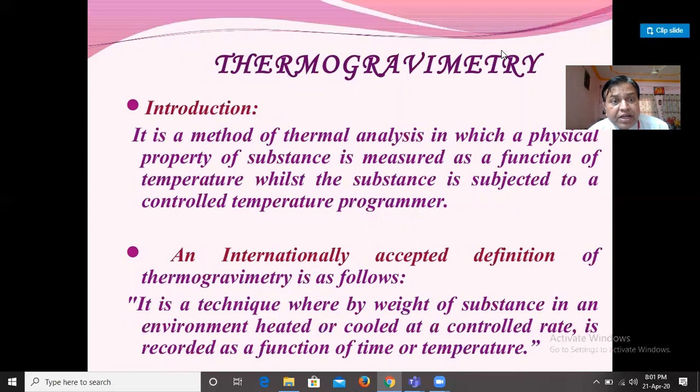Thermogravimetry. It is a method of thermal analysis in which a physical property of a substance is measured as a function of temperature while the substance is subjected to a controlled temperature program. Here, temperature is applied to our sample and we can change the temperature or measure the temperature changes. An internationally accepted definition of thermogravimetric analysis is as follows.